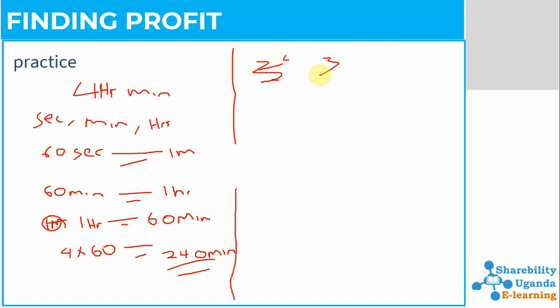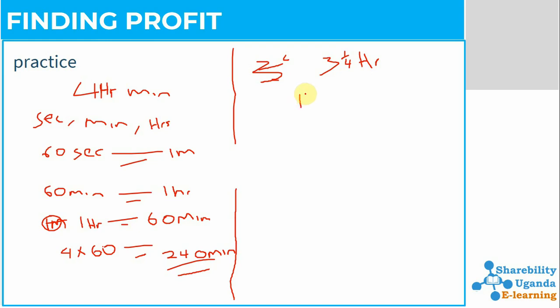We have our 3¼. A quarter is written as 1 out of 4. So that means these are hours. They have said these are hours, but they want us to change this into minutes.